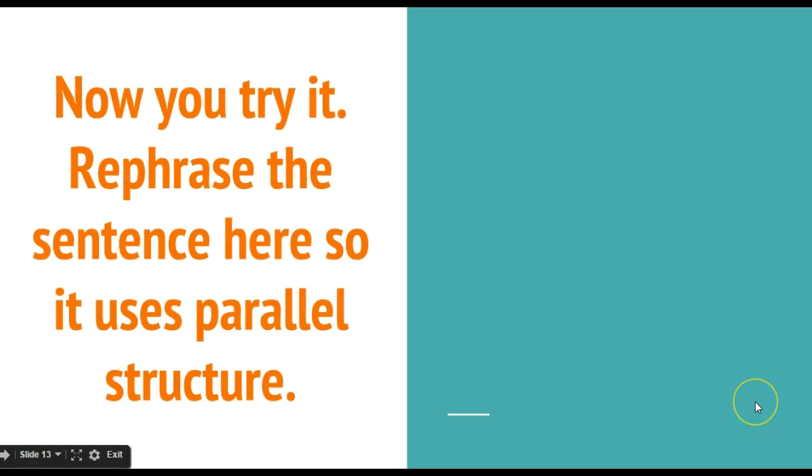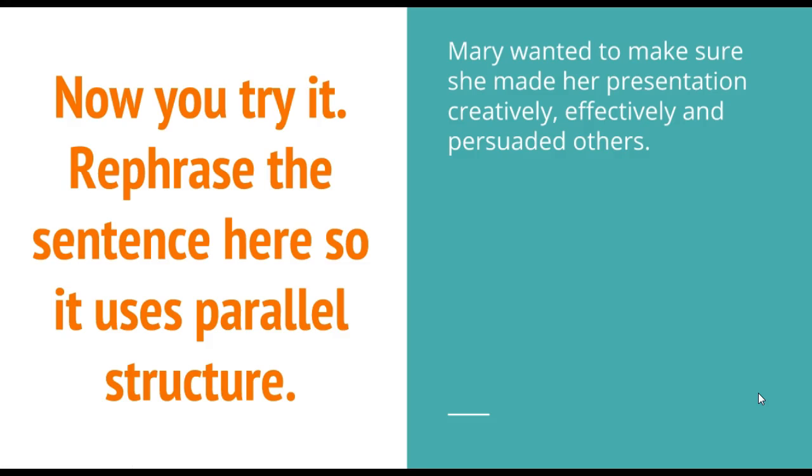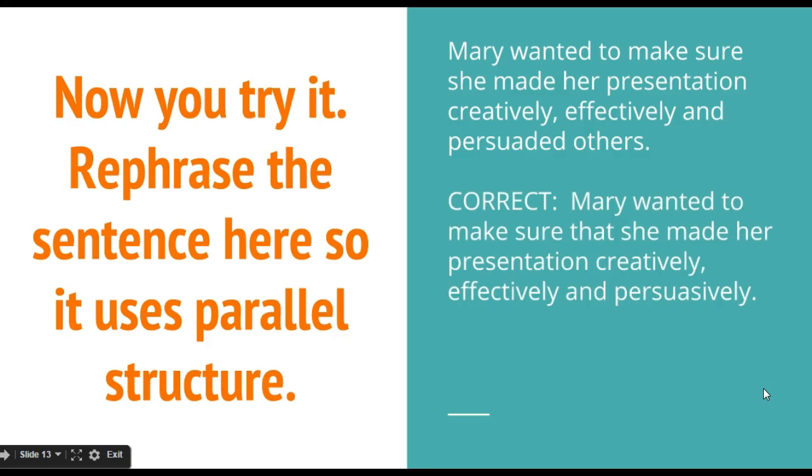Now you try this. Try rephrasing some of these sentences so that the sentences use parallel structure. Here's one to start with. Mary wanted to make sure she made her presentation creatively, effectively, and persuaded others. You can pause the video if you need to, while you think how you would restructure this sentence to have parallel structure. The answer could be, Mary wanted to make sure she made her presentation creatively, effectively, and persuasively. These examples come to us via this site.